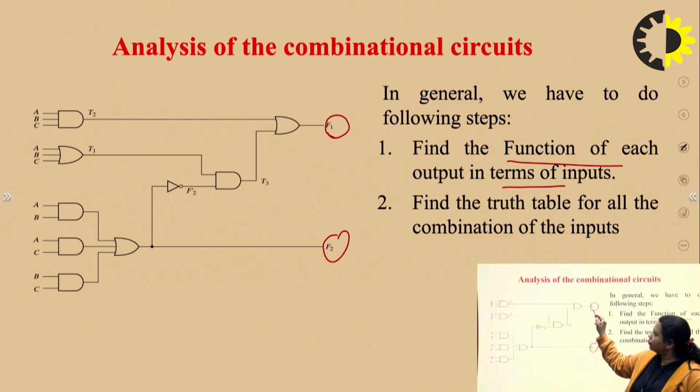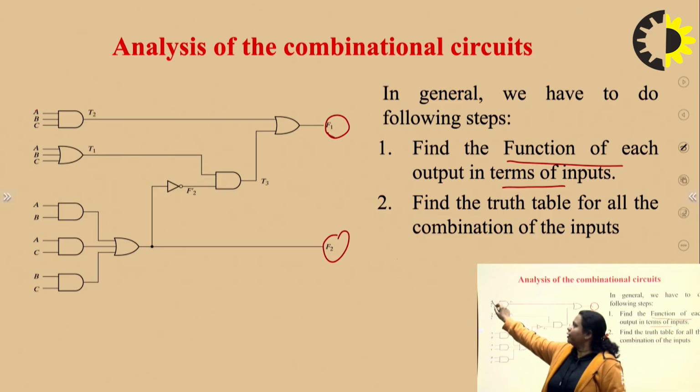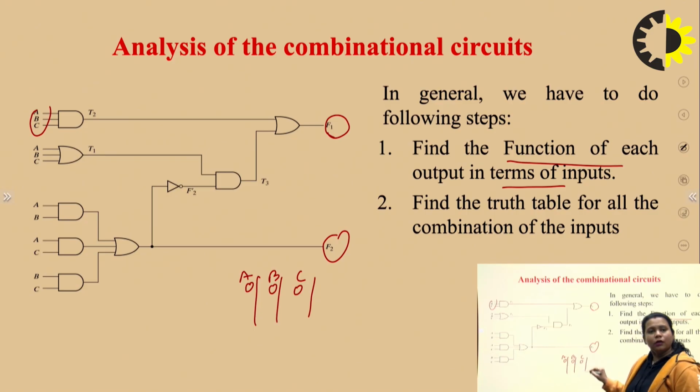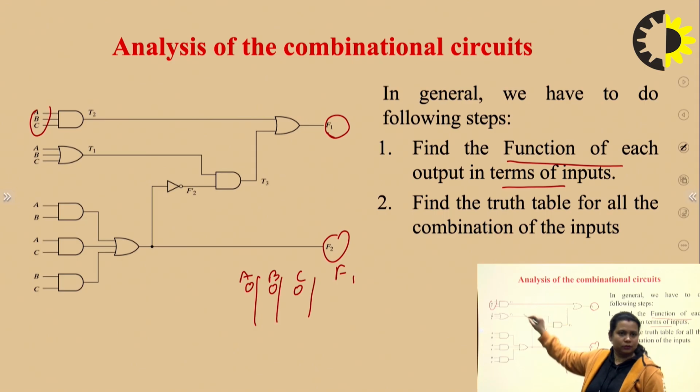Suppose we want to find the function for f1, we have to find the truth table. For the truth table we will have three inputs, so we make the truth table using three inputs a, b and c. We create the possible combinations according to these three inputs, and then this is our f1. We write f1 according to this gate diagram. So this is the general step, that we have to find the functions and make the truth table.